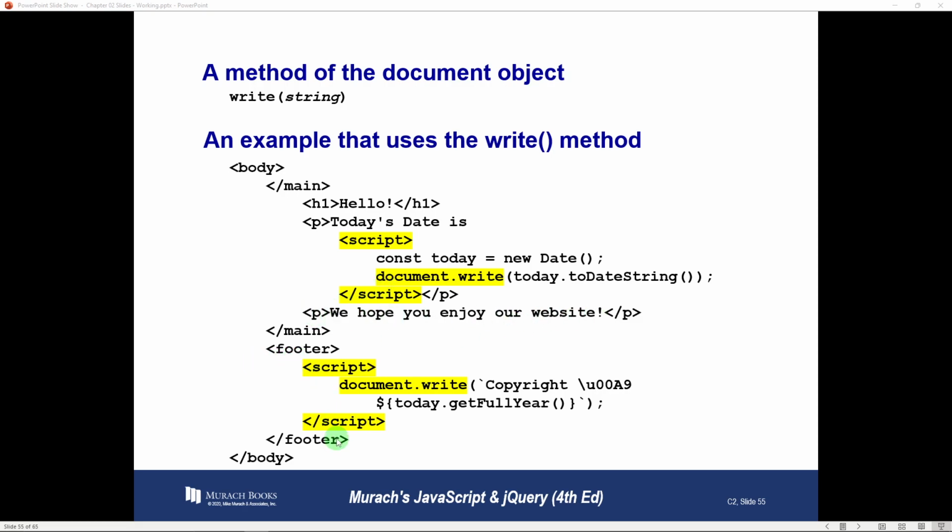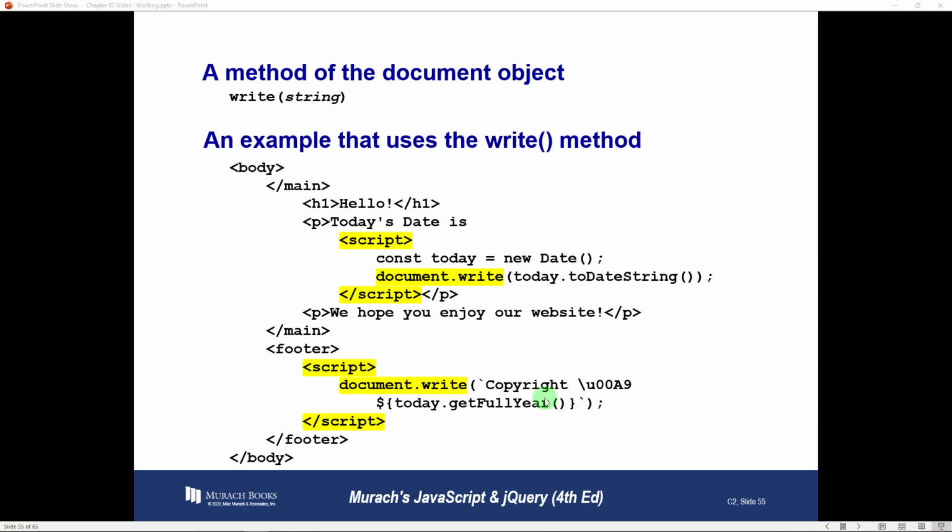And then down here in the footer, we're using some JavaScript also to write our copyright. Copyright, the symbol for copyright, if you remember that, \U00A9. And then it's using a function literal, I should say, and it's using the method getFullYear on this date that we established up here for today. It has a method called getFullYear. So it's going to print the copyright symbol, and then put the current year.